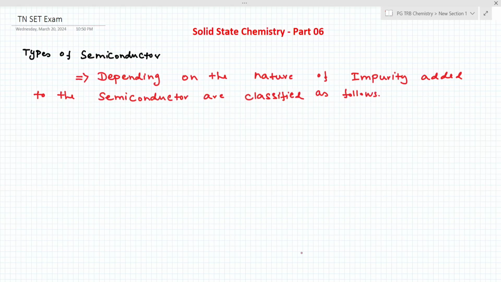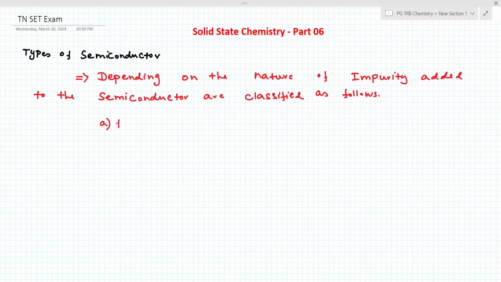Anyone tell me, what are the two types of semiconductor, students? N-type and P-type semiconductors. Generally, before going into N-type and P-type, we simply call them the pure semiconductor and the impure semiconductor. Please note.